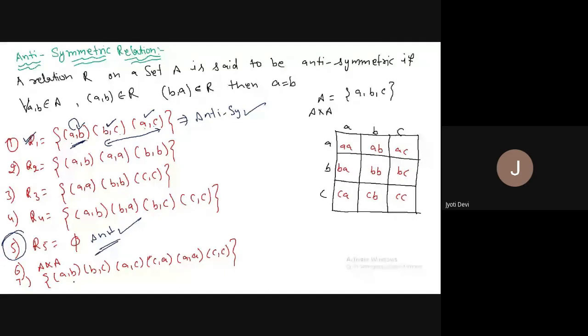If AB is present, then we start looking for BA. BA is not present there. If BC is present, then we start looking for CB. CB is not present here. If AC is present here, then we look for CA. Okay, we find the culprit here. That is, CA is present. Due to this pair, it comes out of the race of antisymmetric. It is not antisymmetric because the main culprit is present here, that is CA. Okay, so remaining questions you try yourself.